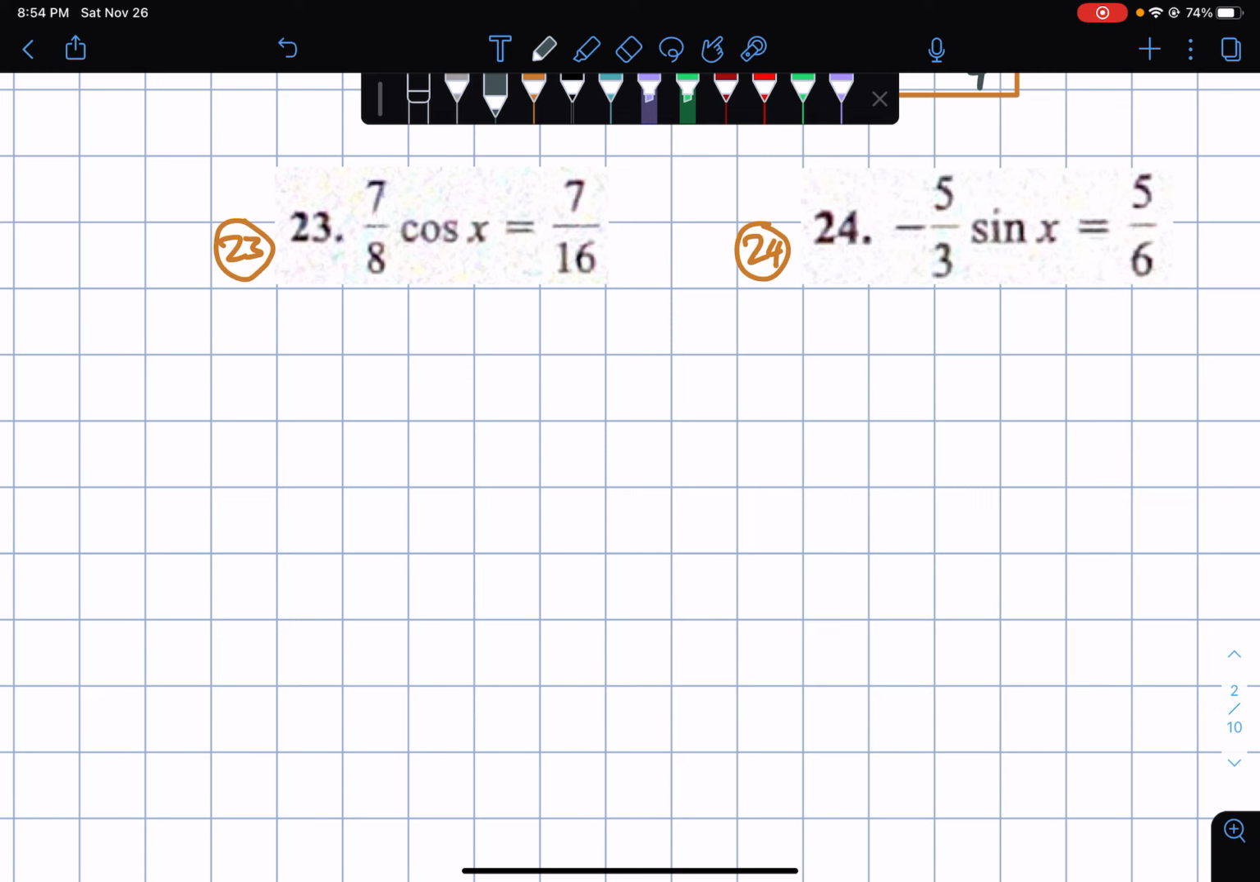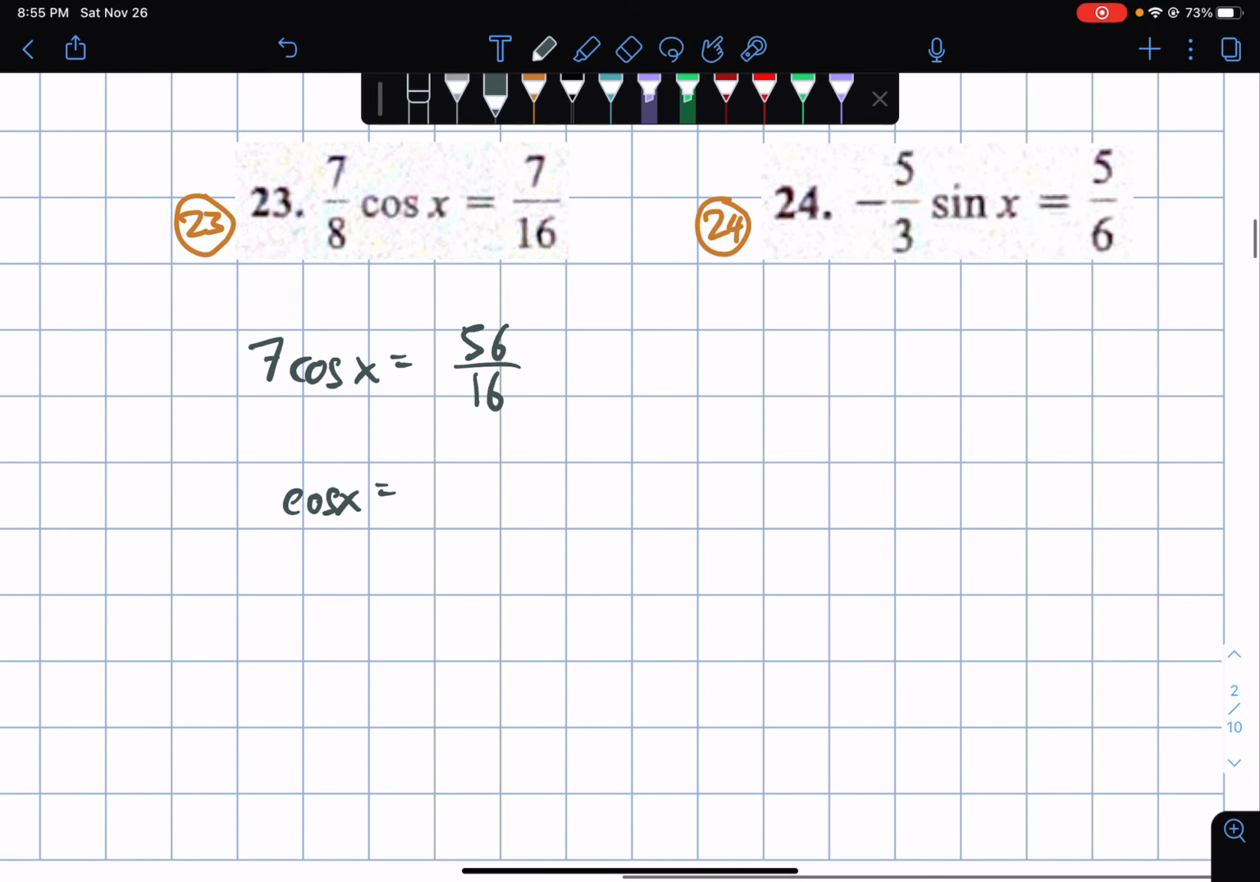Okay, for number 23, we have 7 over 8. Multiply both sides with 8, we have 7 cosine x is equal to 56 divided by 16. That would basically be... I need a few seconds to analyze this.